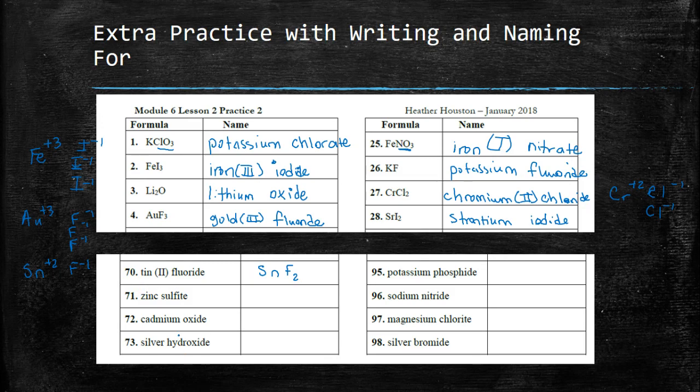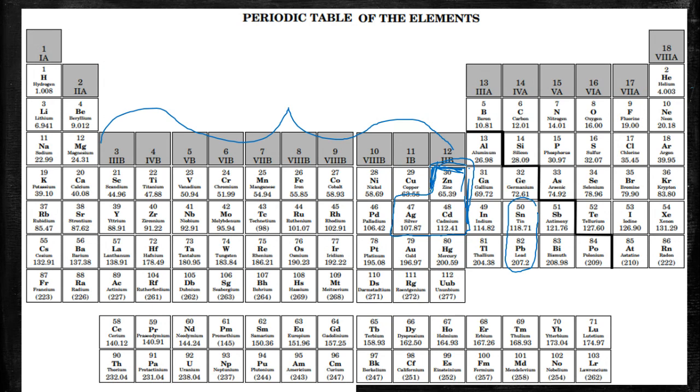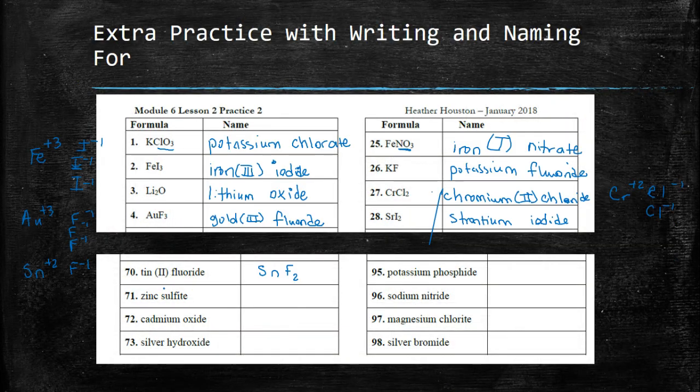Zinc sulfite. Okay, some of you are going to look at your reference table and go, but zinc is a B. I don't know how many that is. How am I supposed to do it? Well, I told you you're supposed to memorize it. Zinc is a +2. You're expected to know this. All right, pay attention to this too.